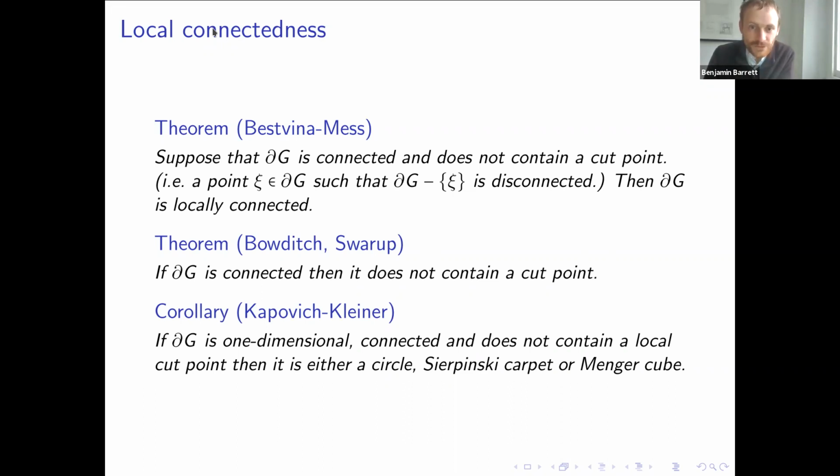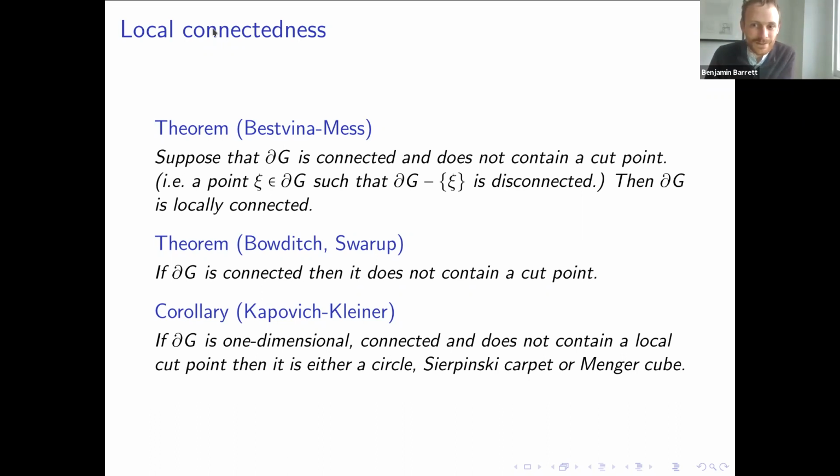Immediately it gives us a theorem of Kapovich and Kleiner that basically, at least almost, classifies the one-dimensional Gromov boundaries of groups. So the theorem of Kapovich and Kleiner says that if the boundary is one-dimensional, connected, and doesn't contain a local cut point, so I'm now saying local cut point rather than just cut point, then there are only three possibilities. It's either a circle, a Sierpinski carpet, or a Menger cube. So a local cut point is just a point where if you remove that point, then you locally disconnect the space. And that's something else that I talked a lot about last week.